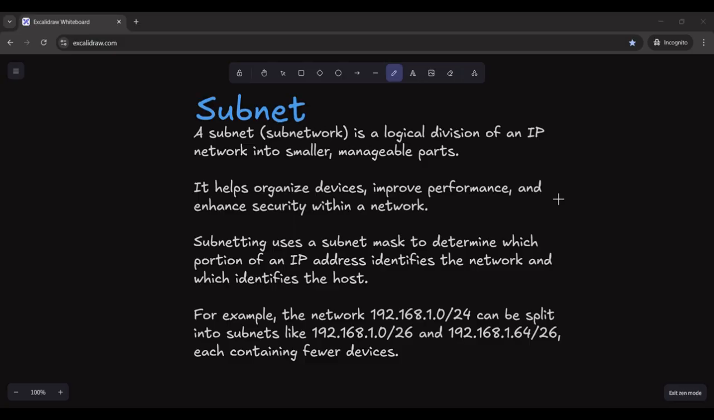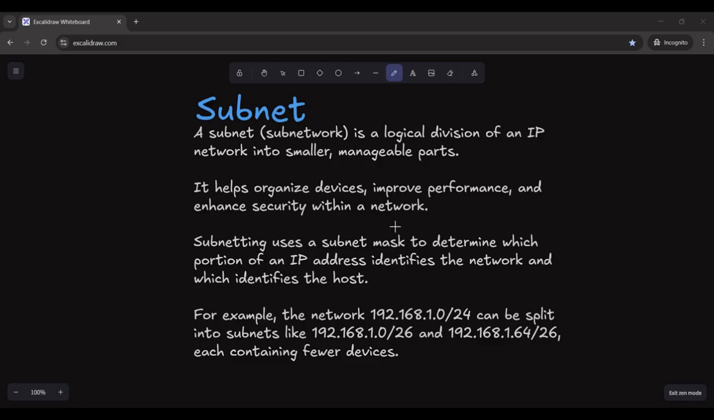Subnetting uses a subnet mask to determine which portion of an IP address identifies the network and which identifies the host. So in general, you just have to remember this bullet point: subnet means a division of a network into smaller, manageable, and secured parts.